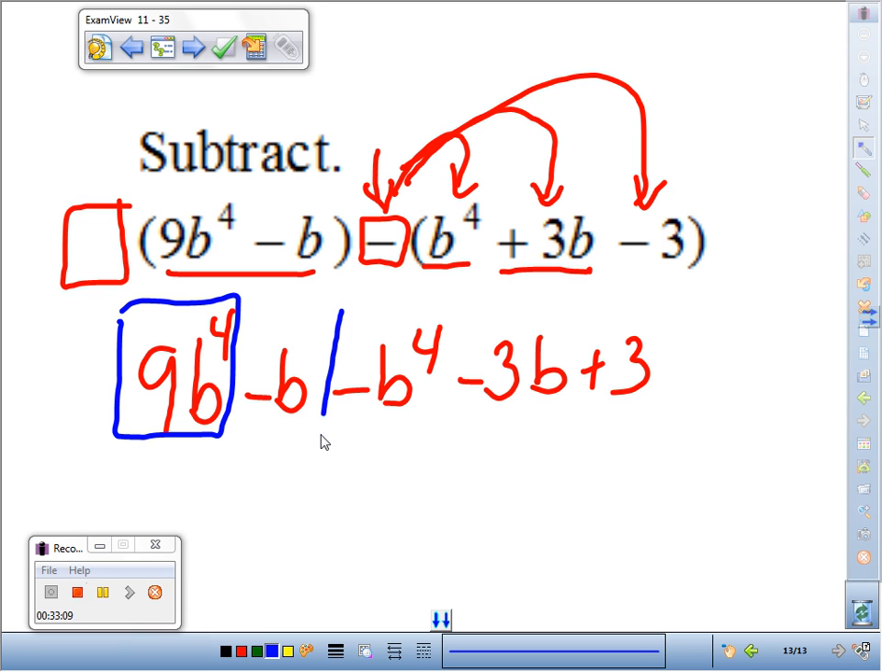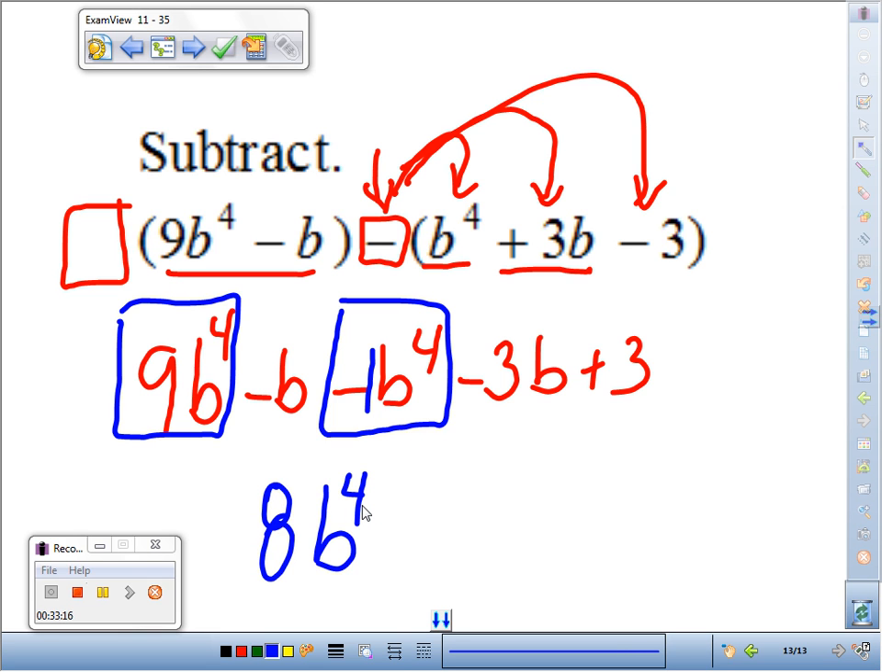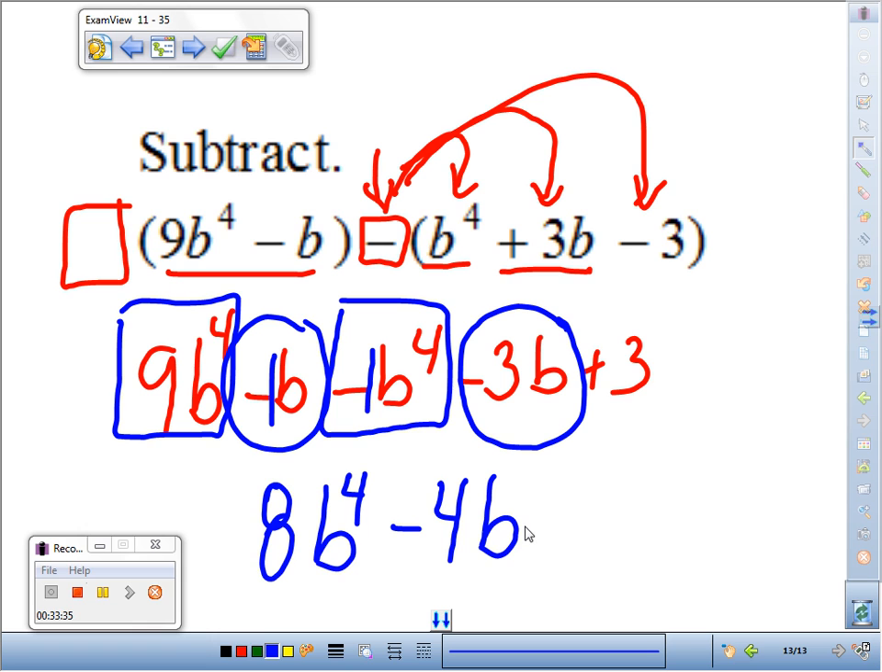9b to the fourth minus 1b to the fourth, that becomes 8b to the fourth. Since we're not multiplying, we're no longer doing anything to the exponent. So notice that the exponent stays the same. Okay? Next, negative 1b and negative 3b. That becomes negative 4b. Then at the end, plus 3. Any questions for these? Very simple. Let's move on. Number 12.